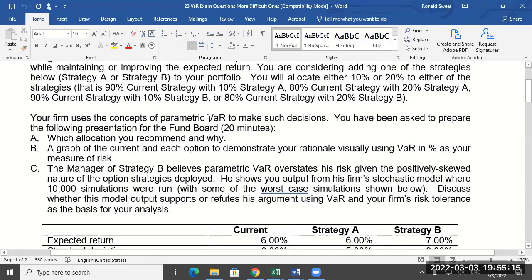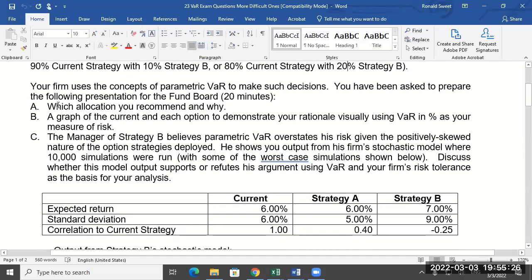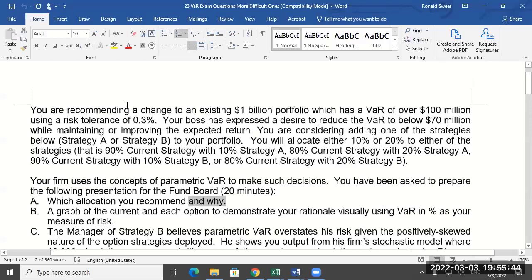Your fund uses the concepts of parametric VAR to make such decisions. You have been asked to prepare the following presentation for the fund board: which allocation you recommend and why. So there are words involved, okay? Don't just calculate numbers. Don't just say, I recommend B, see calculations above. That's not good enough for why. You've got to tell me why. So we'll talk about it. The real key for this, and the why, has to do with what your boss said. What did your boss say? They wanted two things.